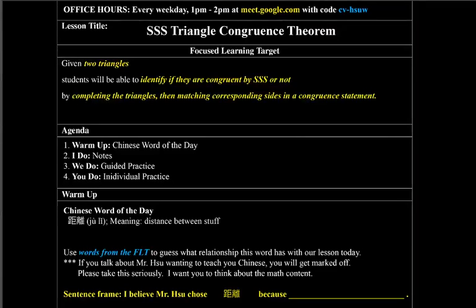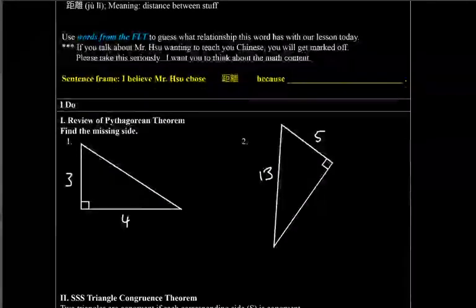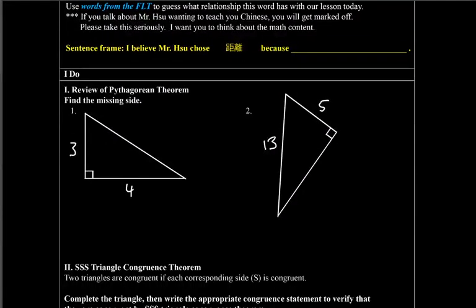We're going to be figuring out something about congruence with triangles. That means we're going to figure out if they are the same or not. So let's review the Pythagorean theorem real quick. We're going to be using this a lot.